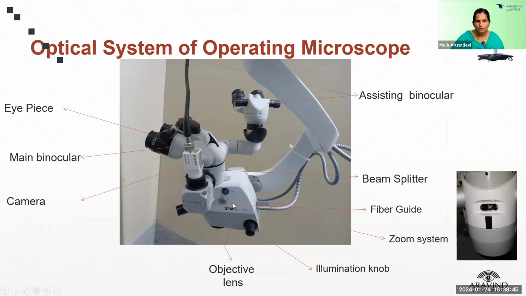Zoom system: the magnification can be changed by turning a knob, or if the microscope has a motorized zoom system, it can be varied by using foot control. Light fiber transmits the light to the optical system from the bulb. The function of the beam splitter is splitting the light into two, one for the main surgeon, the other for the assistant surgeon and camera.